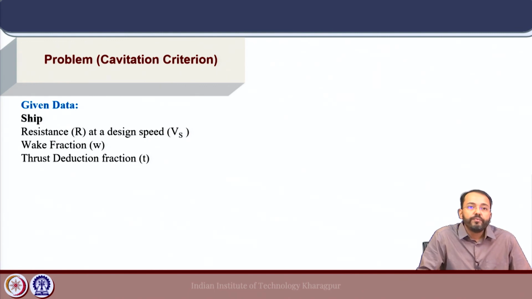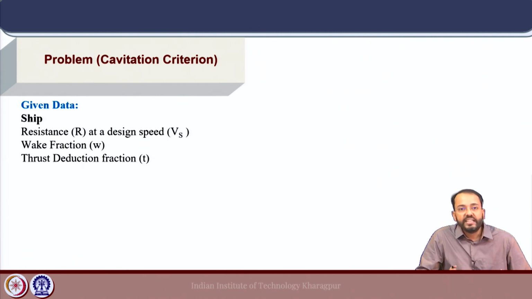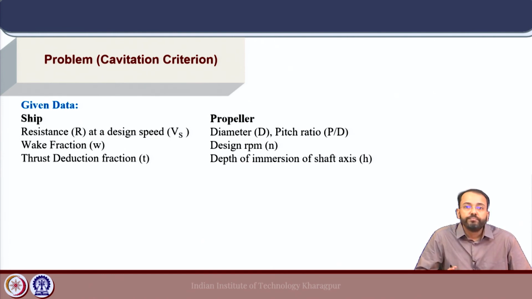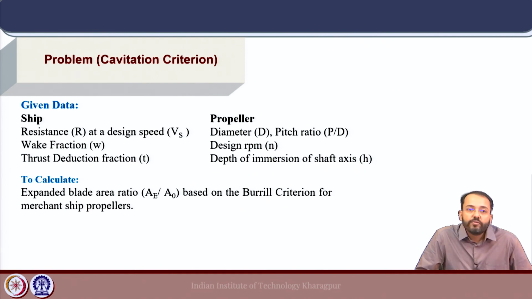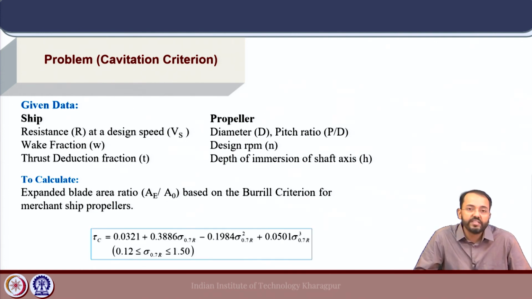In this problem, we have the ship data given, where the resistance of the ship at a particular design speed is given along with the wake fraction and thrust deduction fraction, and on the propeller side the diameter, pitch ratio, RPM and shaft immersion of the propeller shaft axis are given. We have to calculate the expanded blade area ratio AE by A0 based on Burrill's criteria for merchant ship propellers, which is given here. Okay.